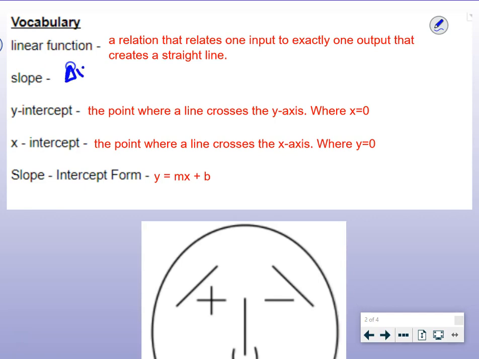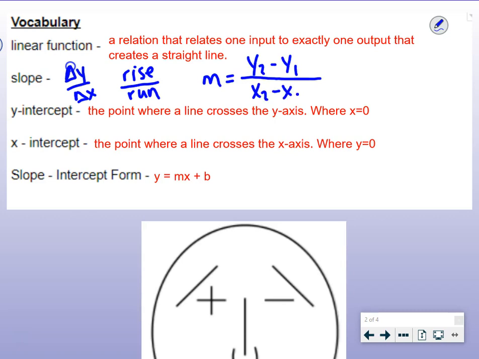Slope is our change in y over our change in x. Rise over run. Or we also have the equation for slope, which is y2 minus y1 over x2 minus x1, which you can find on your formula sheet for the 8th grade MCA. Y-intercept is the point where a line crosses the y-axis, where x equals 0.